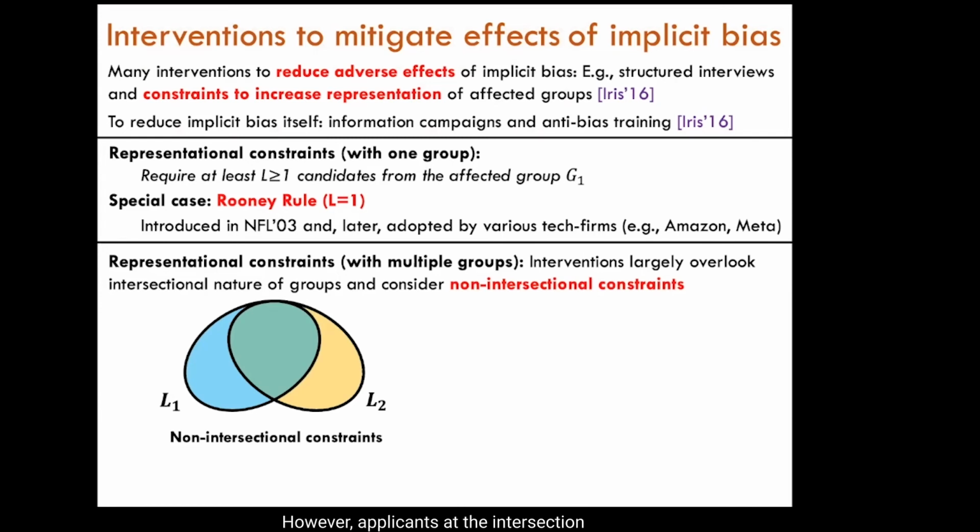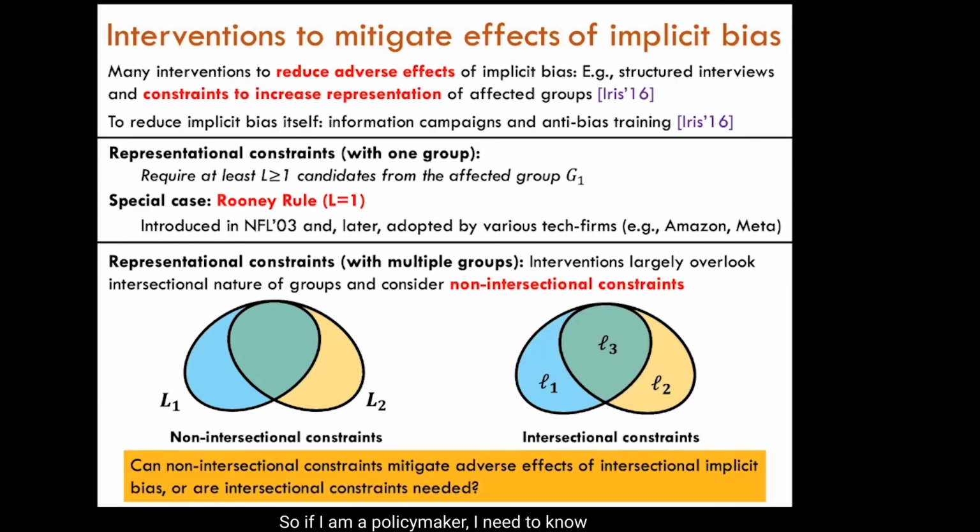However, applicants at the intersections face a higher implicit bias. So if I'm a policymaker, I need to know whether non-intersectional constraints are sufficient to mitigate the adverse effects of implicit bias, or do we need to use intersectional lower bound constraints? For instance, with two groups, intersectional constraints will require the selection to have at least L1 applicants who are in just group 1, at least L2 applicants who are in just group 2, and at least L3 applicants who are in both group 1 and group 2.